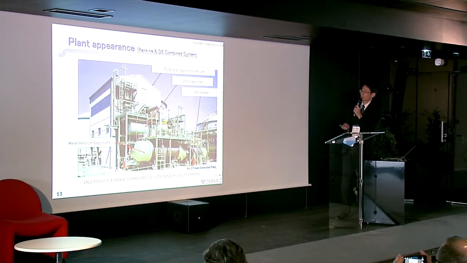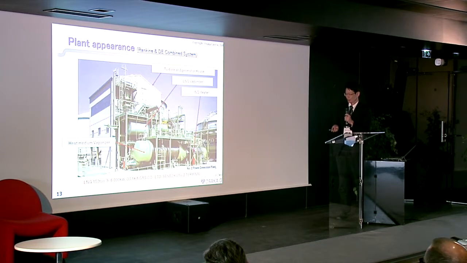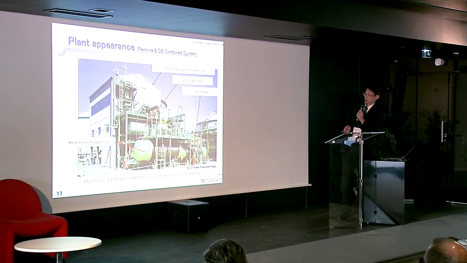This is a plant appearance. You can see here, this is a heat medium vaporizer, and this is a natural gas heater, superheater. And this vessel is LNG vaporizer and propane condenser. And the turbine and generator are inside of this house. This system produces 6 megawatt electric power.